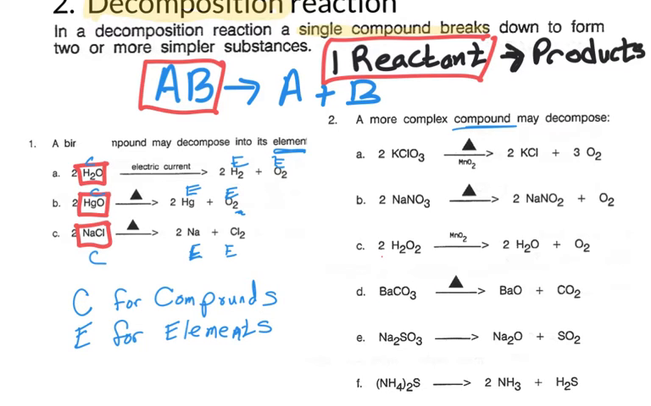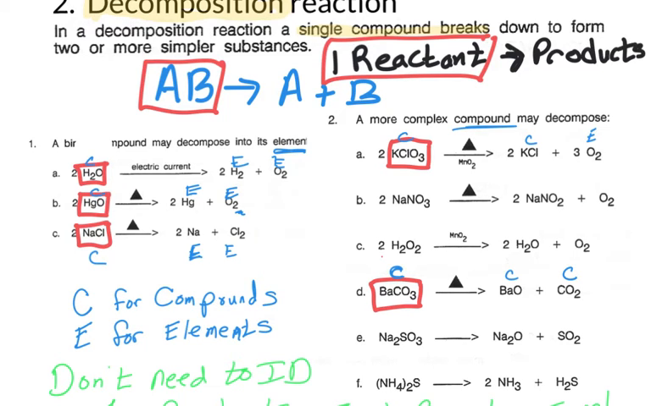So if we look at letter A, it's a single compound. It breaks into potassium chloride and oxygen. So we have potassium chlorate turns into potassium chloride and oxygen. If we look down below, we'll see letter D. We have barium carbonate. When it's heated up, it makes barium oxide and carbon dioxide. So it makes 2 compounds. Again, it doesn't really matter. You don't need to identify what the products are going to be, nor will you be naming those. All you need to know is that this is a decomposition reaction.